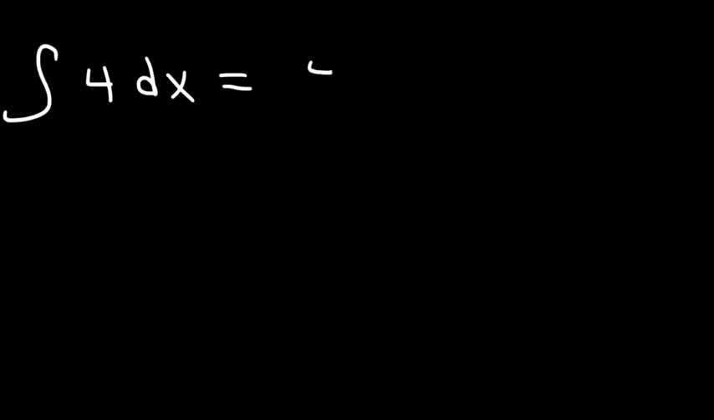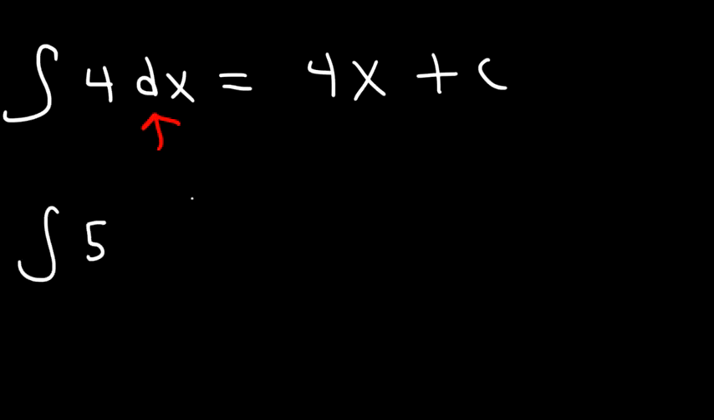All you need to do in a situation like this is add a variable to it. So since we have dx, we're going to add the variable x. Let's say if we have the integration of 5 dy. The answer will be 5y plus c.